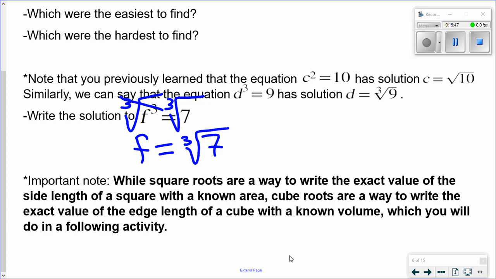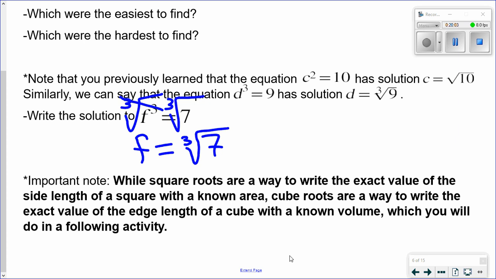Another important note to realize is while square roots are a way to write the exact value of the side length of a square with an unknown area, cube roots are a way to write the exact value of the edge of a cube with a known volume, which we will do in the next activity.